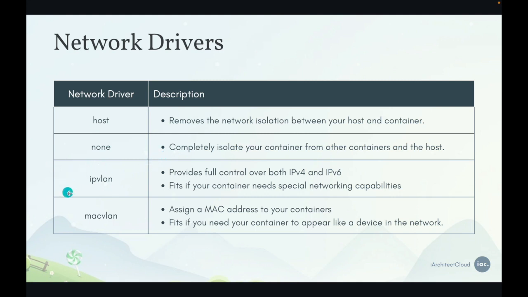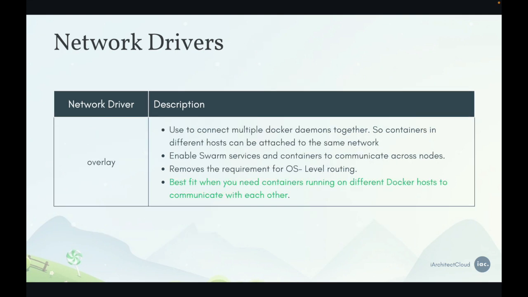And then you can use IPvlan. This provides full control over IPv4 and IPv6 configurations. So this fits if your containers need special network capabilities. Then Macvlan. Macvlan assigns a MAC address to your containers, so your container will appear like a device in the network. And the last network driver we have is the overlay driver.